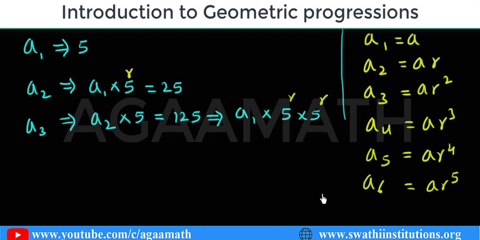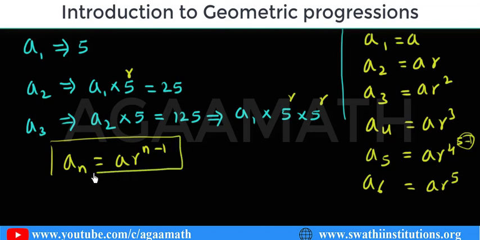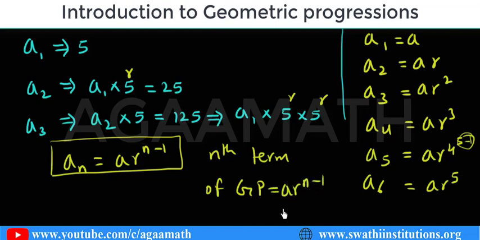In this case, we can easily understand what is happening: An is AR to the power n minus 1, because for 6, I can write 5 as 6 minus 1. A5 is AR to the power 4, which is 5 minus 1, right? Similarly the nth term is AR to the power n minus 1. So this is the nth term of a GP. The nth term of a GP, that is geometric progression, is AR to the power n minus 1.